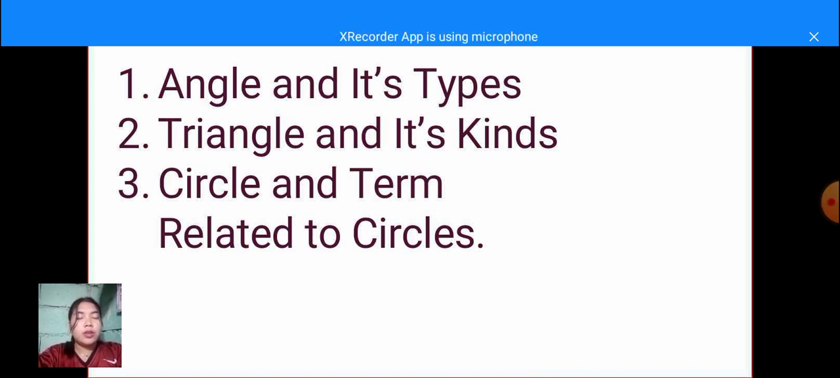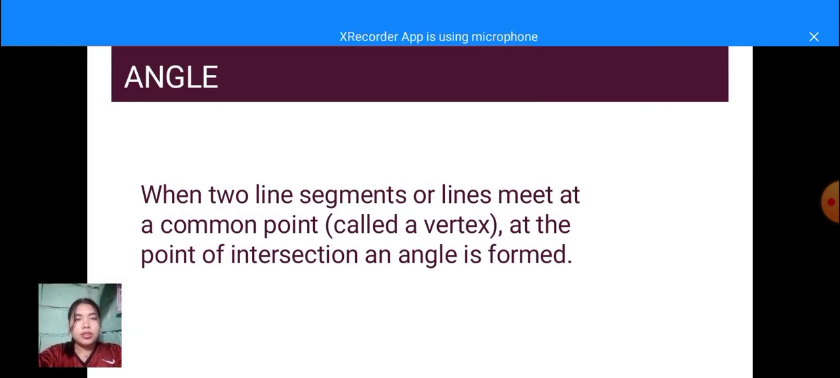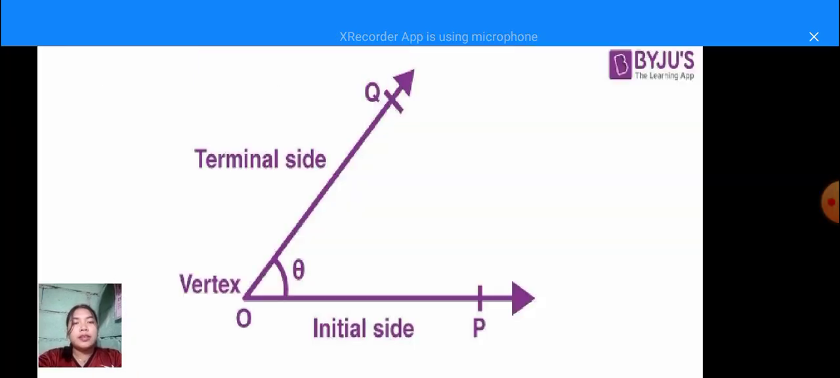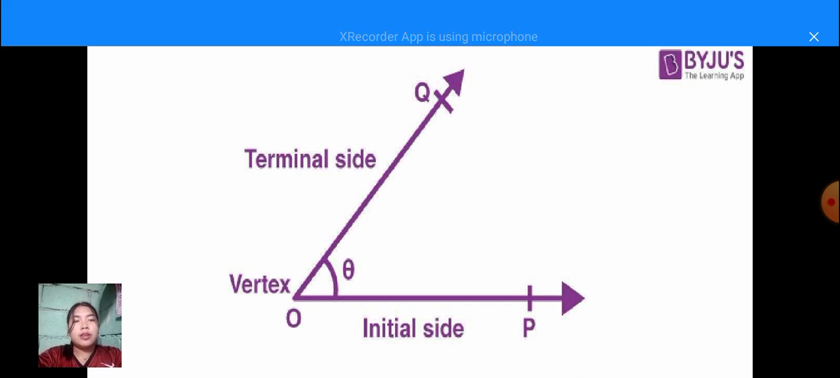So I will discuss angles and their types, triangles and their kinds, and terms related to circles. So, angles: when two line segments or lines meet at a common point, it's called a vertex. And at the point of intersection, an angle is formed. So here is an example of an angle and vertex.